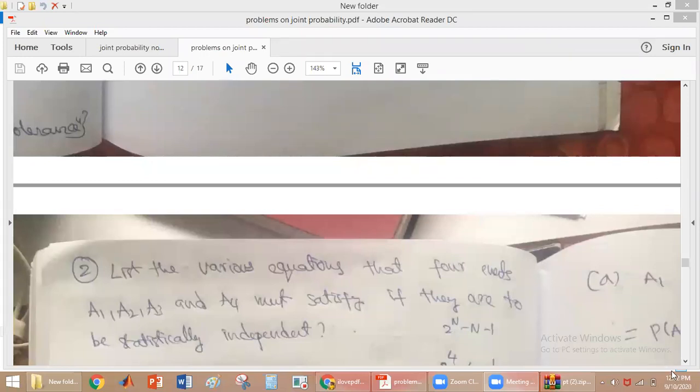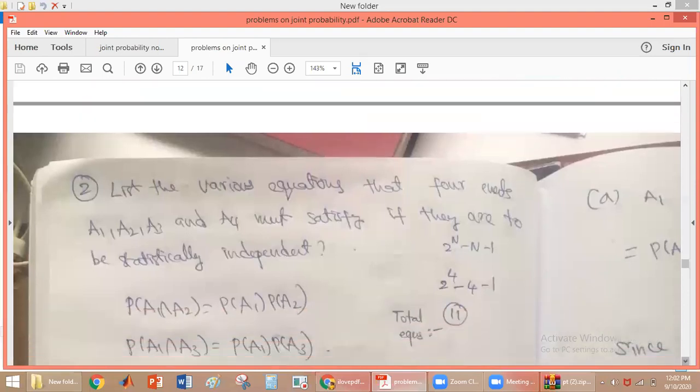So what is the question here? List the various equations that four events A1, A2, A3 and A4 must satisfy if they are to be statistically independent. In the theory we have discussed that if we have n events, the number of conditions these events should satisfy to be statistically independent is 2 power n minus n minus 1. So here we have four events: 2 power 4 minus 4 minus 1. Totally, how many conditions must be satisfied? There will be 11 conditions that must be satisfied for the events to be statistically independent.